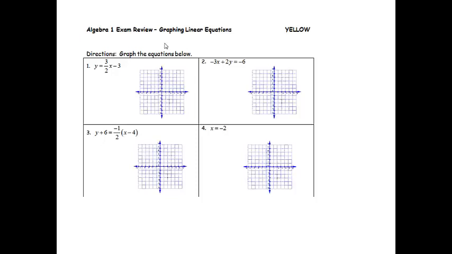Directions. Graph the equations below. All right, y equals 3 halves x minus 3. Remember, we're going to start with the number without the x on it, so I'm going to start down at negative 3. And then from there, I'm going to go up 3 over 2.